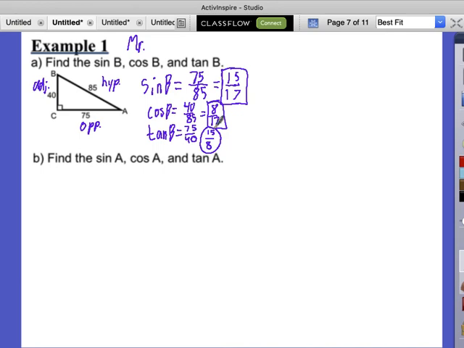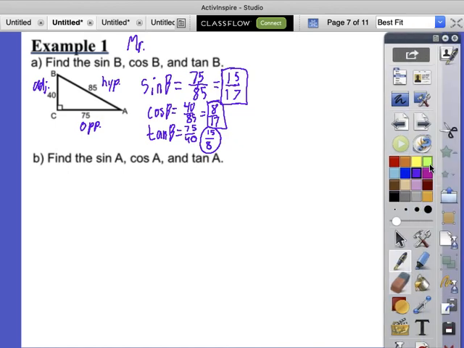So I took the side opposite and I put it on top. I took the side adjacent and then I put it on the bottom. Simplified. Very good. Questions on the sine, cosine, and tangent of angle B? Okay. Let's find the sine, cosine, and tangent of angle A. So if we have angle A. But wait, why did you get. What's your question, Taylor? Taylor, take a breath and tell me what your question is.